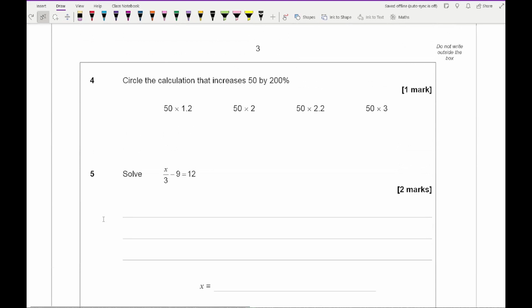Moving on to question 4, it says circle the calculation that increases 50 by 20%. And so for this, for a decimal multiplier of increasing by 200%, we're going to multiply by 2. So the one that we need to circle is going to be our second option.